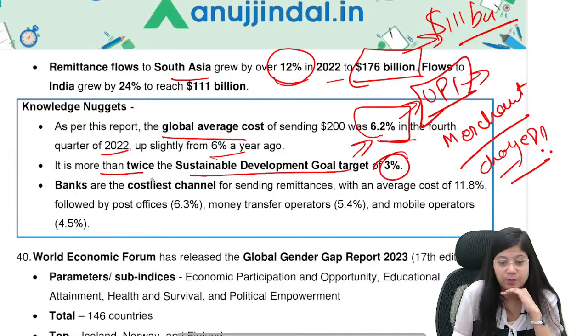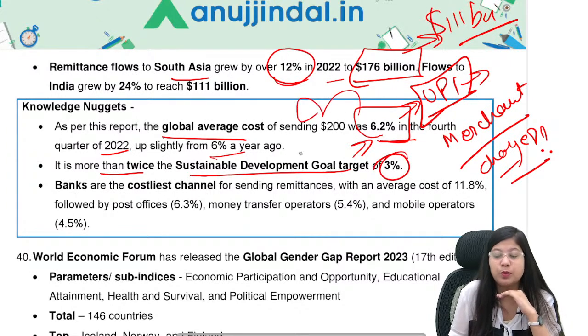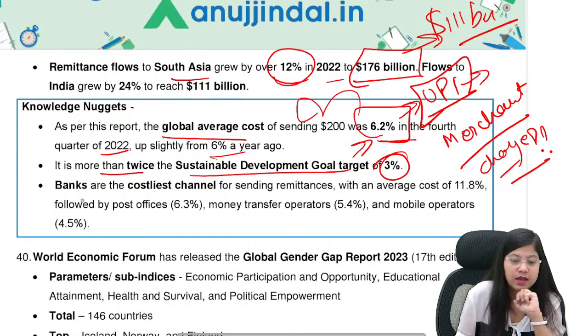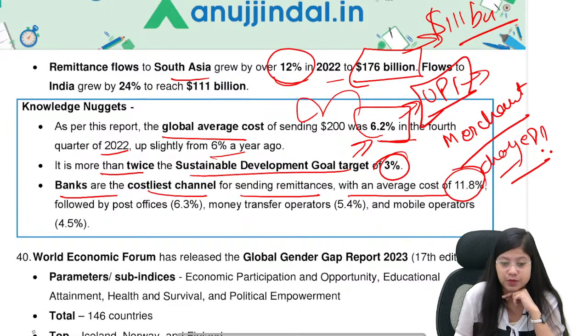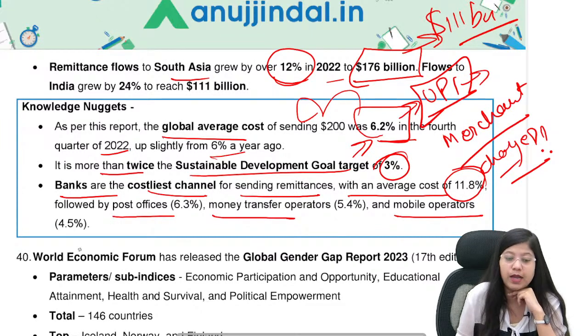Okay, because ultimately the burden is going to be borne by the normal people. Okay, the common man. Banks are the costliest channel for sending the remittances with an average cost of 11.8%, followed by post offices, money transfer operators, and mobile.